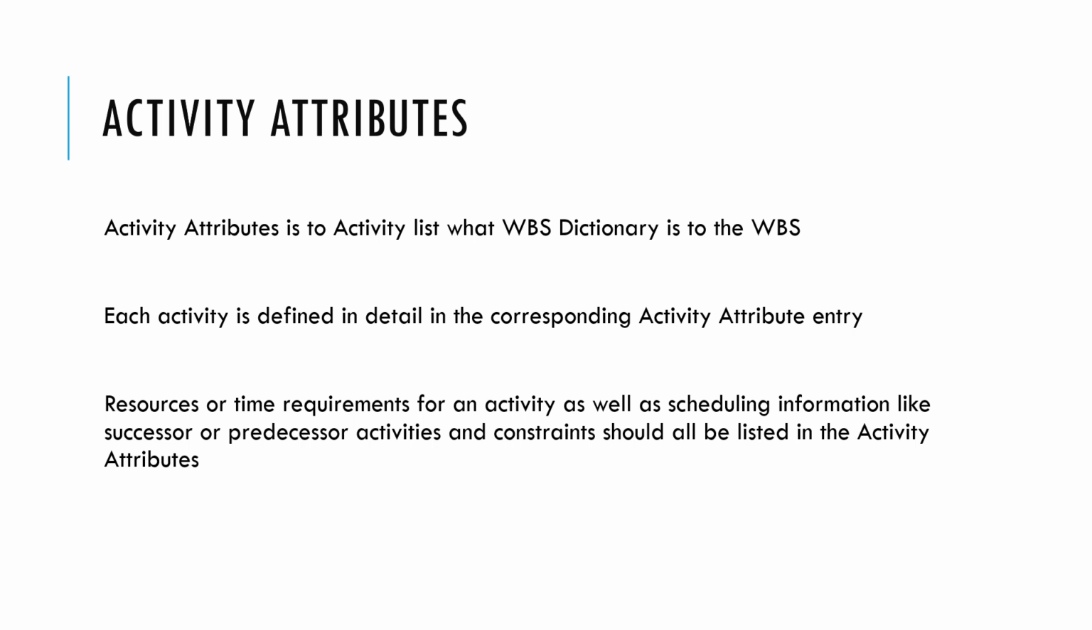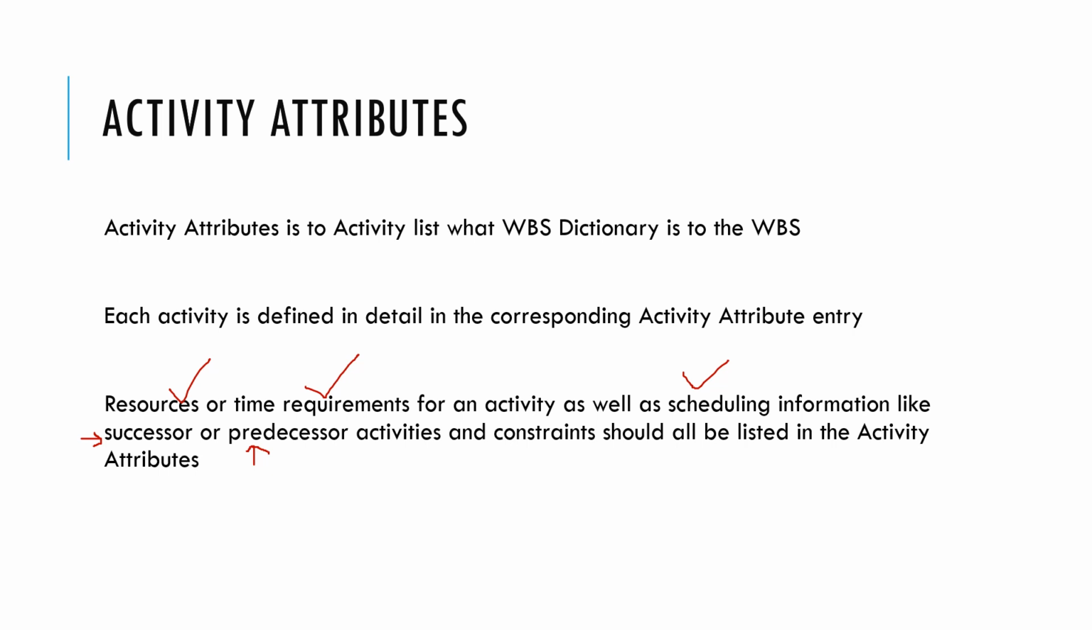Now, what kind of information, if you ask? What are the resources that need to be used? What are the time requirements for an activity? You can talk about scheduling information, like what are the successor activities of a certain activity, or what are the predecessor activities of an activity. So if you want to do activity C, it is important that activities A and B are done. This kind of information is available in the activity attributes.